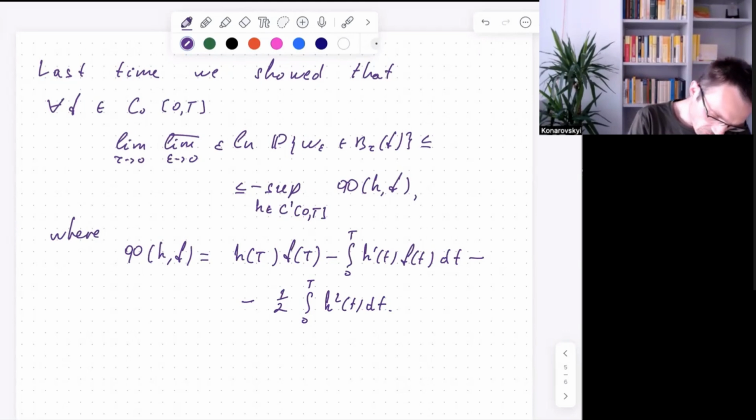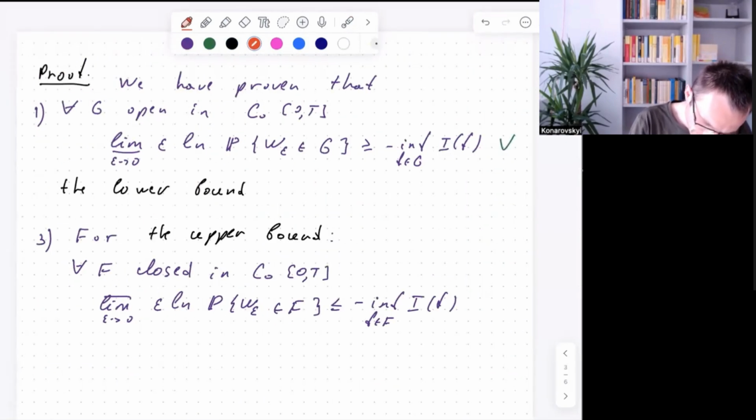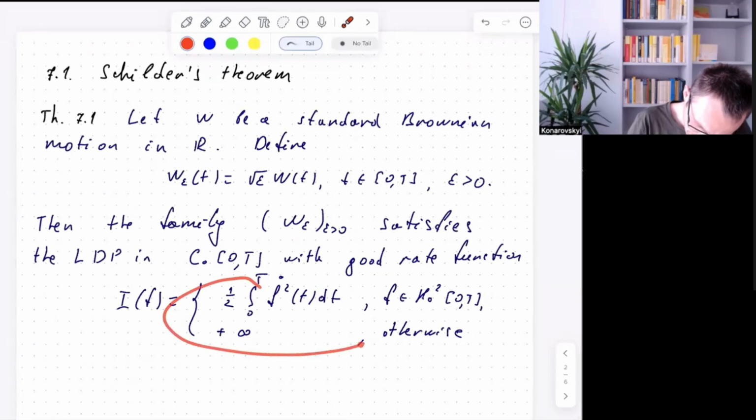And now today we want to show that this will be equal to minus I of f. So actually, it is a goal for today. Let me write that as follows: today we will show that the supremum of this function phi of h comma f over the continuously differentiable functions (you see, we need to assume that the function is differentiable because we have here the derivative of the function f) is equal to I of f, where this function, the rate function, is defined like that.